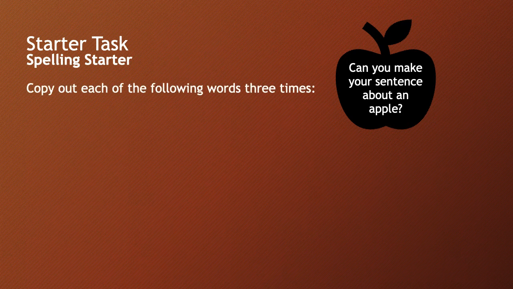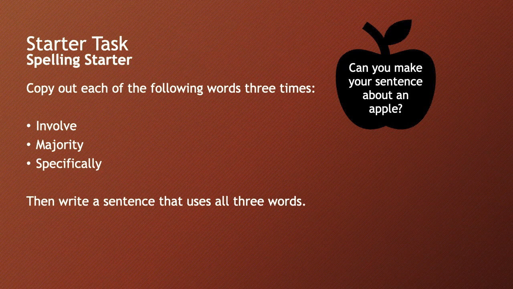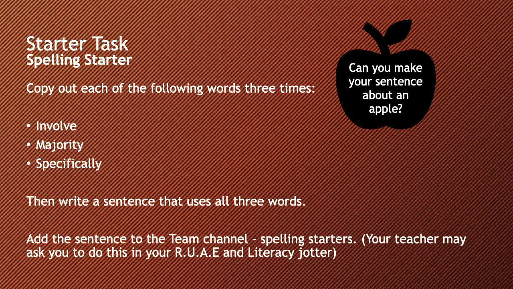So here's your starter task. As always, you're going to copy the following words out 3 times and then you're going to make a sentence and put that either in your Ruey and Literacy Jotter or on a channel on your class team, depending on what your teacher has asked you to do. So the words for this lesson are involve, majority, and specifically. So pause the video and have a go at that now.